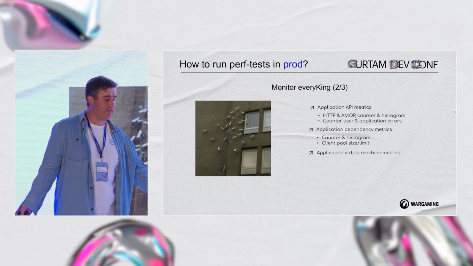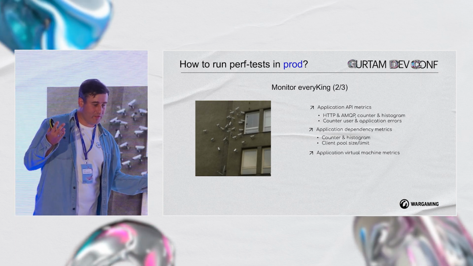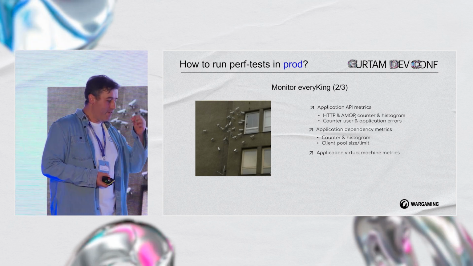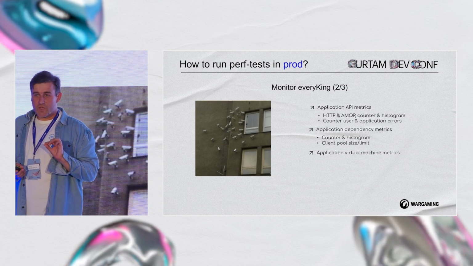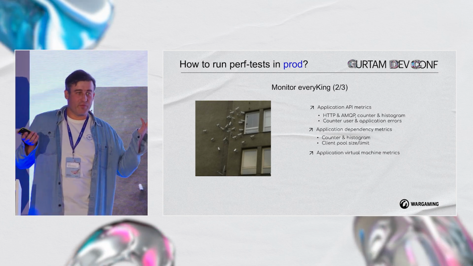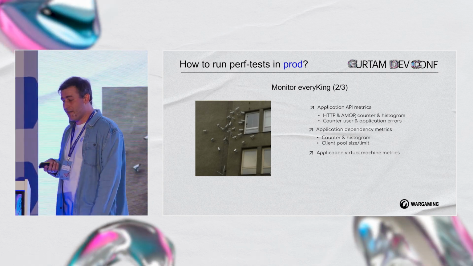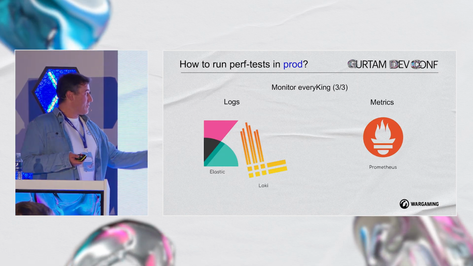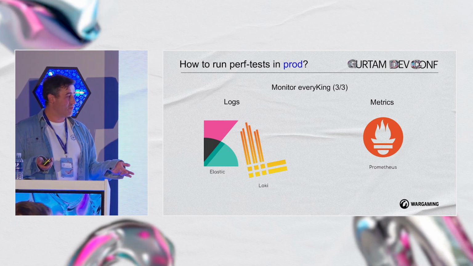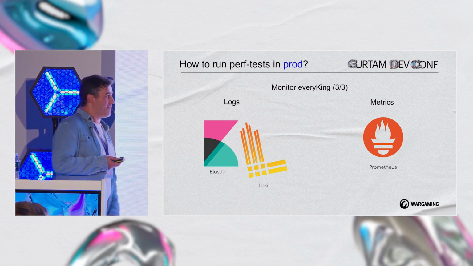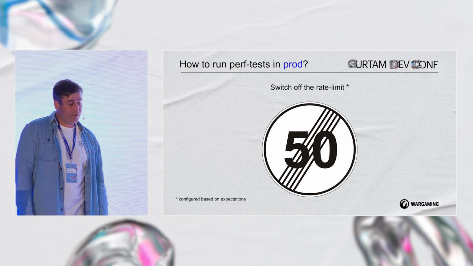Start from simple stuff. We start from API metrics like a histogram of response times and errors, and think about your dependencies. If you're an owner of an application, what's with dependencies? What's with connection pools to these dependencies? And if you have virtual machines, welcome to hell. We, for instance, use Elastic for logs and are trying to migrate to Loki, and for metrics we use classic, typical Prometheus. Then, don't forget to switch off rate limits.